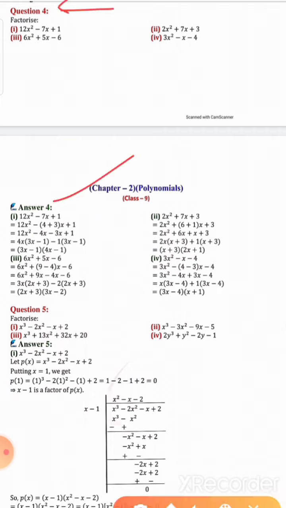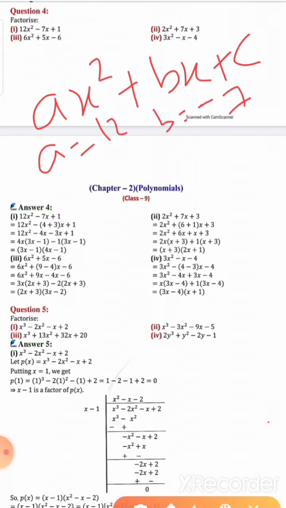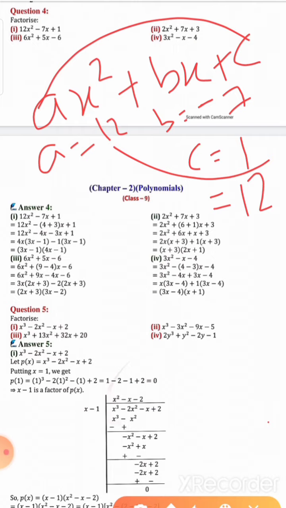First question, the polynomial is 12x square minus 7x plus 1. First, we compare our polynomial to the general form of a quadratic equation, ax square plus bx plus c. Comparing the terms, we get a is equal to 12, b is equal to minus 7 and c is equal to 1. In the middle term splitting method, first we multiply a into c, meaning here we multiply 12 into 1. We get the value 12, and it will be the product of two numbers.